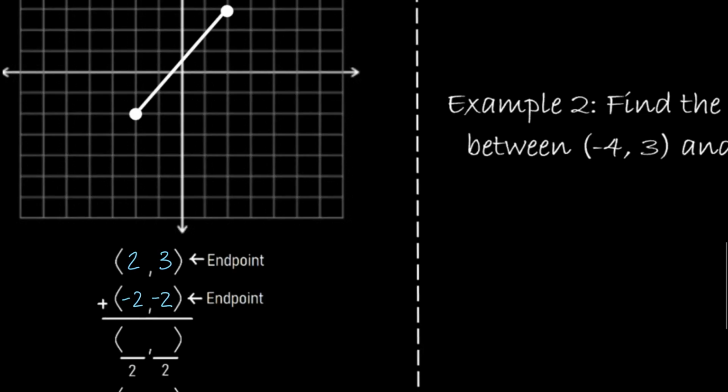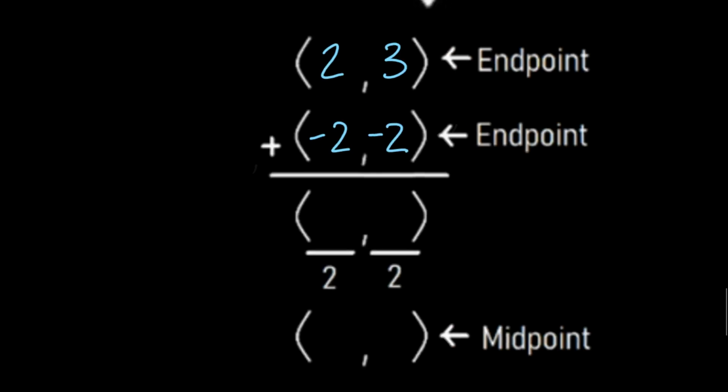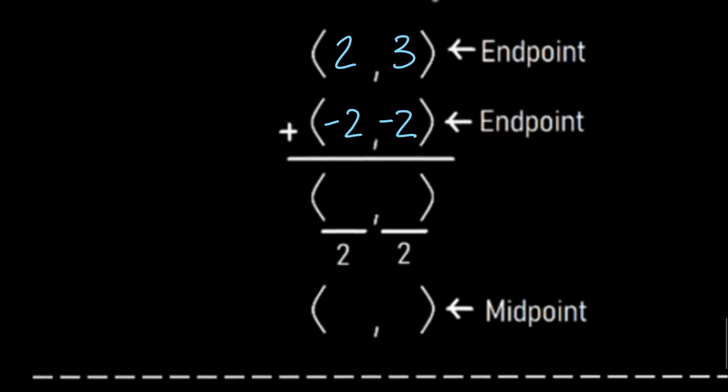-2, -2, just like we had in the distance problem. So, to find the average between these 2 points, you add them together. So what is 2 plus -2? And what is 3 plus -1? I mean -2, sorry. 1. And then, because we're finding the average, not only do we add them, but we do what?